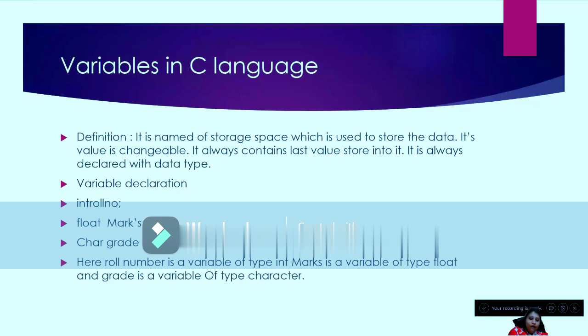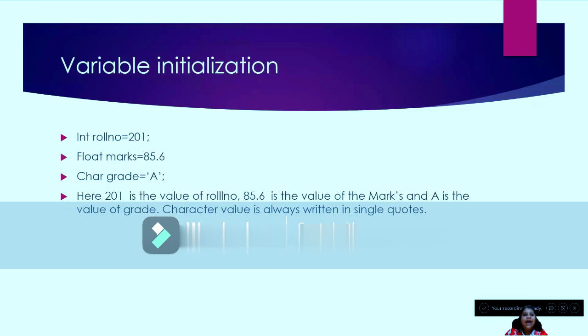Here, roll number is a variable of type int. Marks is a variable of type float, and grade is a variable of type character. Int roll number is equal to 201. This is how we initialize our variable. Float marks is equal to 85.6. Char grade is equal to 'A'.